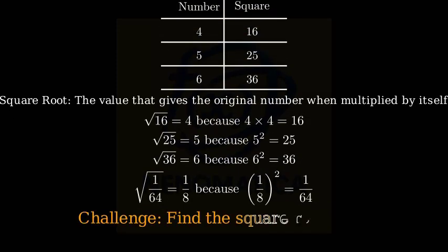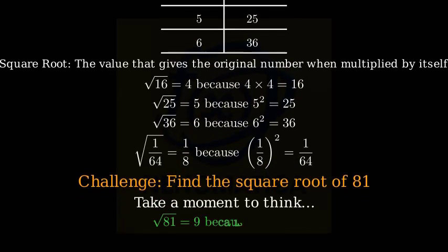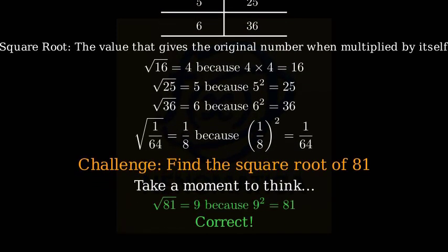Can you find the square root of 81? Take a moment to think about it. The square root of 81 is 9, because 9 squared equals 81. Let's visualize the square root concept geometrically.